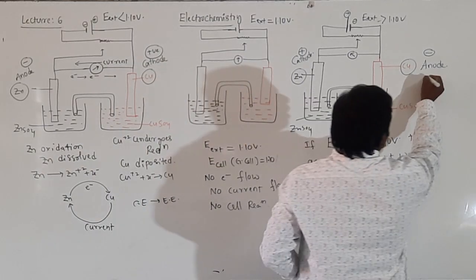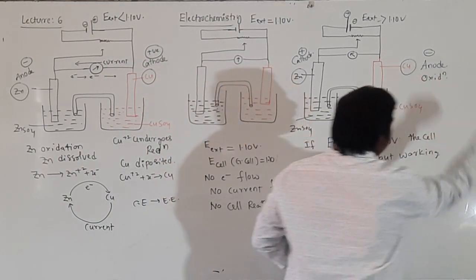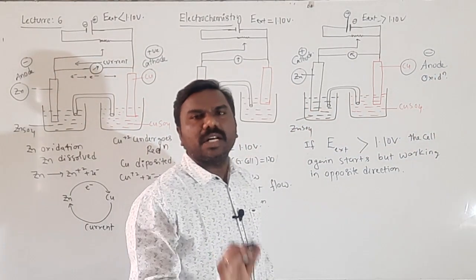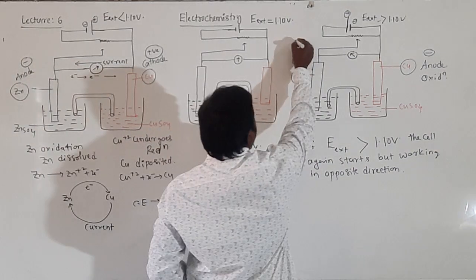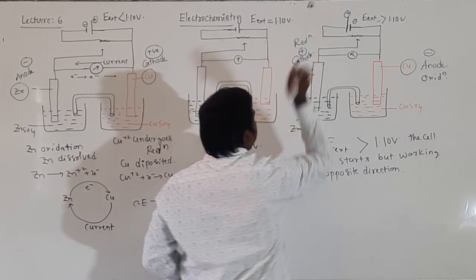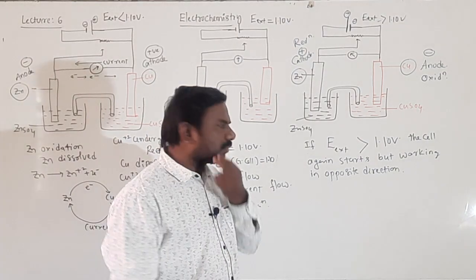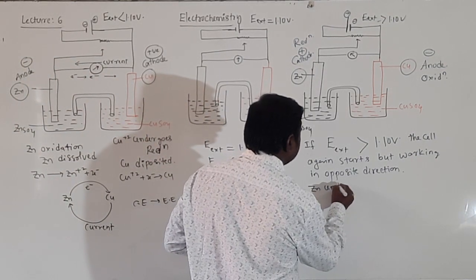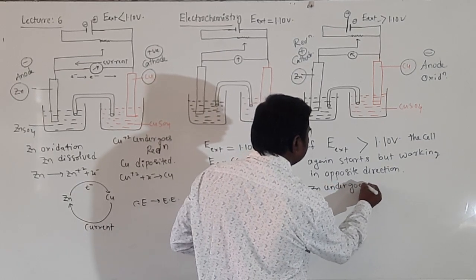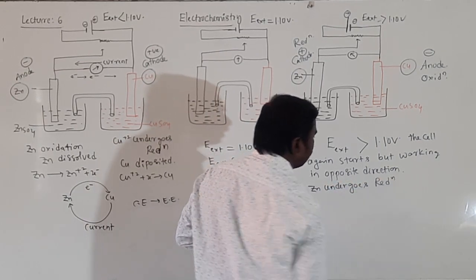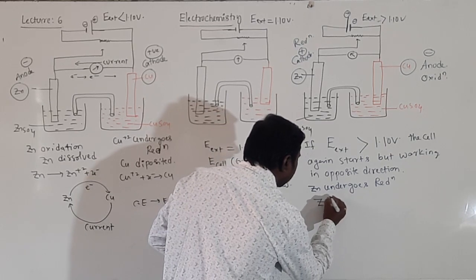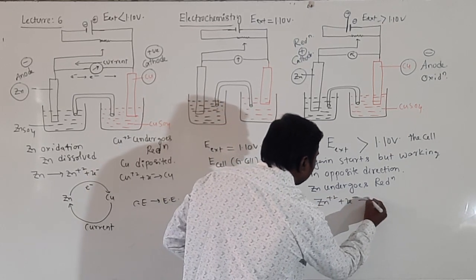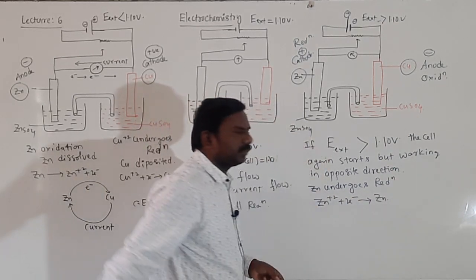At anode, which reaction is always taking place? Oxidation reaction, that will not change. At cathode, which reaction takes place? Reduction. Reverse one, students. It means zinc undergoes reduction. Zn plus 2 gains 2 electrons, then forms Zn.